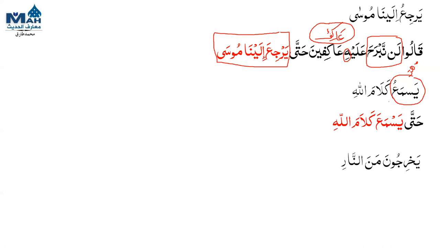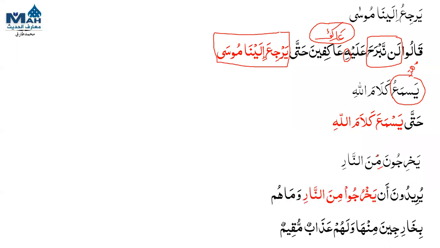Can you read the next sentence? يخرجون من النار. What is the meaning? They will exit from the fire, from the hellfire. Yeah. Can you read? يريدون أن يخرجوا من النار وما هم بخارجين منها. Okay, wait. يريدون أن يخرجوا من النار. So yuriduna means they want. They want, yeah. So what do they want now? Can you translate? An yakhruju min an nari.